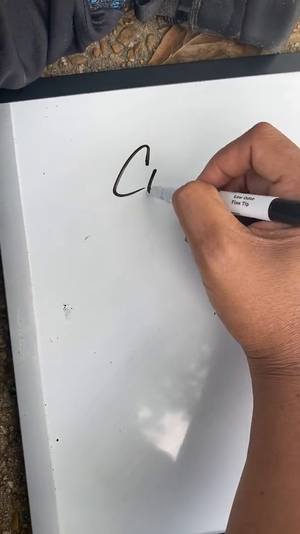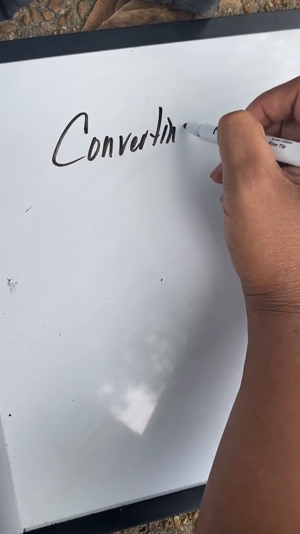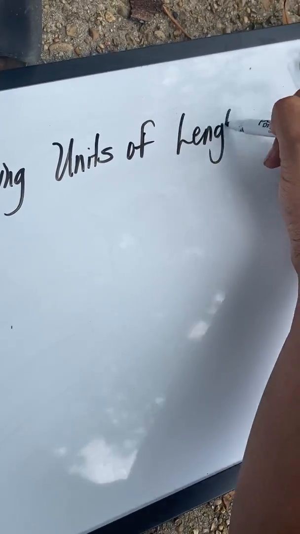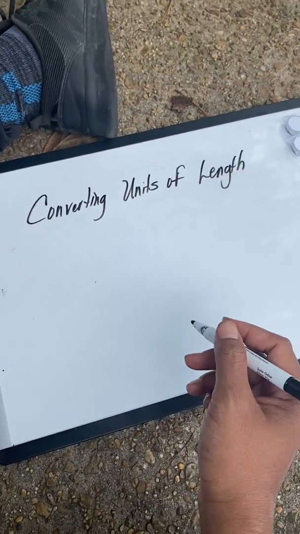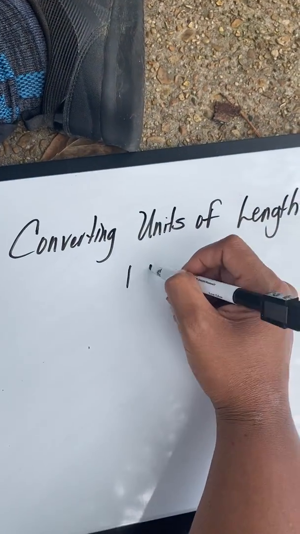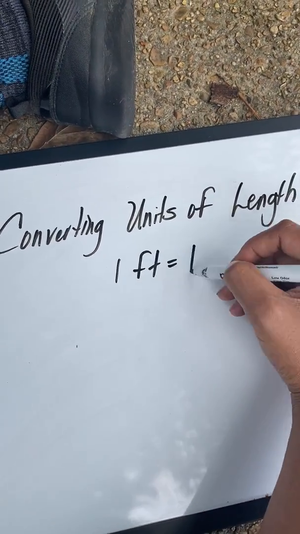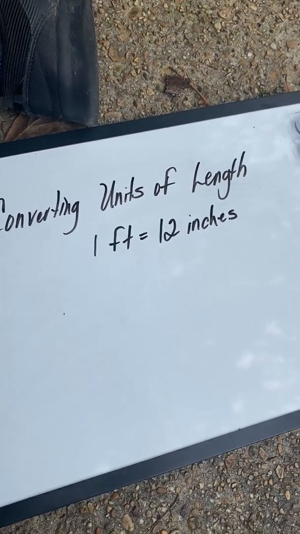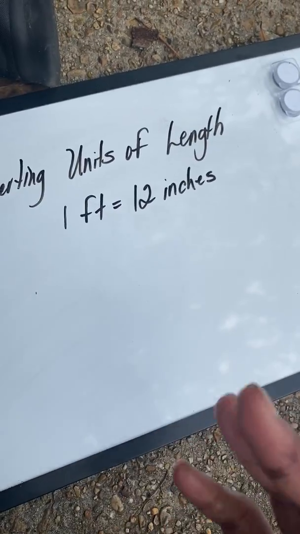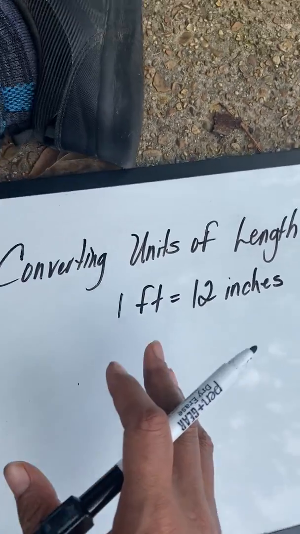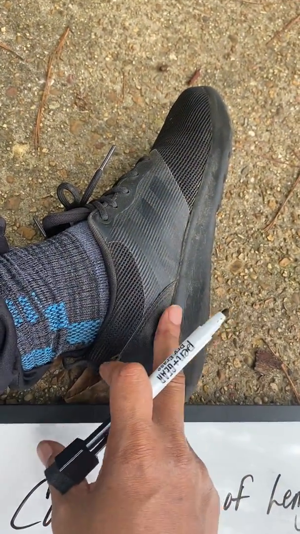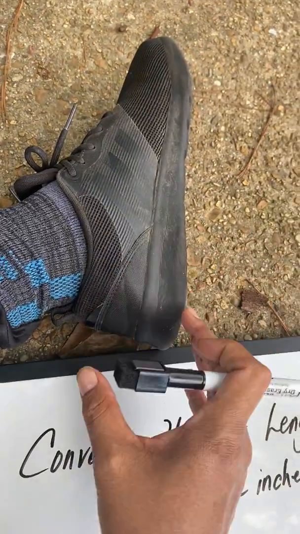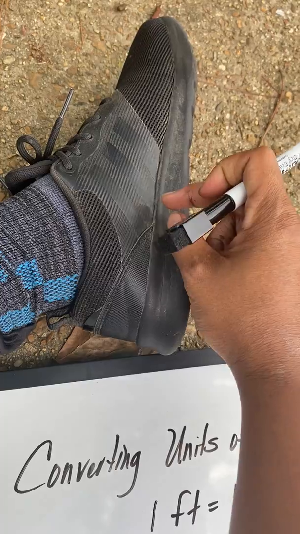So we'll be converting units of length. 1 foot is 12 inches. And I want you to think about this now. Let's use logical reasoning when we're solving these problems. My foot here is about 12 inches. Inches are really small, so a foot is a big unit, and in this big unit, I have 12 inches.